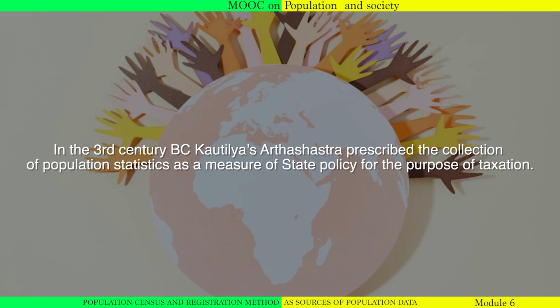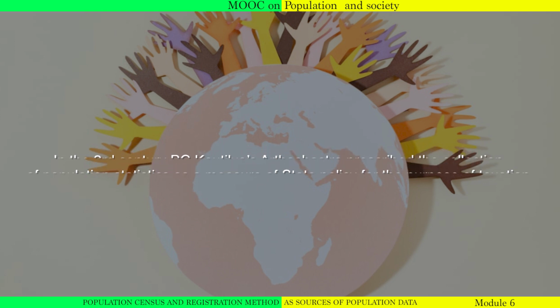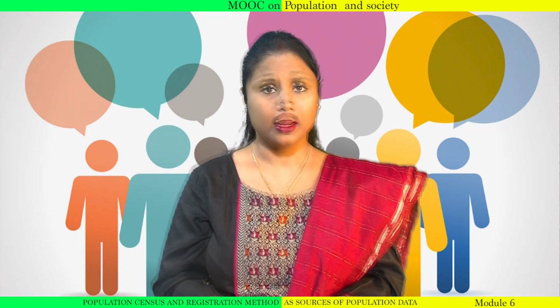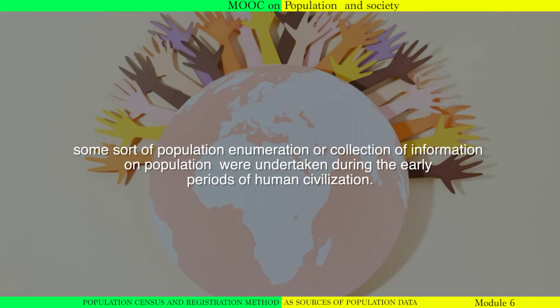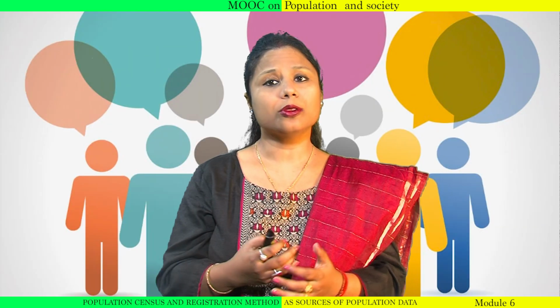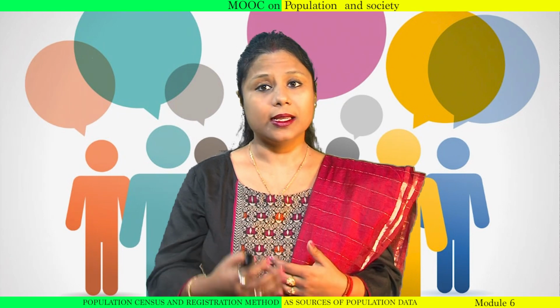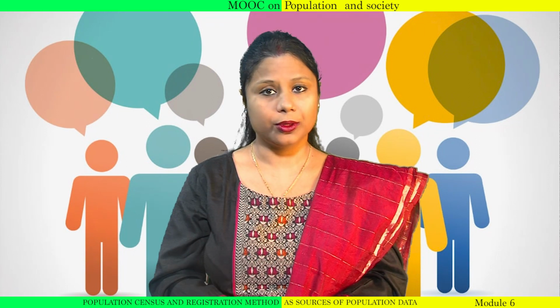In the 3rd century BC, Kautilya's Arthashastra prescribed the collection of population statistics as a measure of state policy for the purpose of taxation. Even during the reign of Akbar in the 16th century, population data were collected. Thus, it has been observed that some sort of population enumeration or collection of information on population was undertaken during different periods in the early history of human civilization. The purpose of such enumeration or collection of population data was mainly for taxation purposes, conscription, or both.